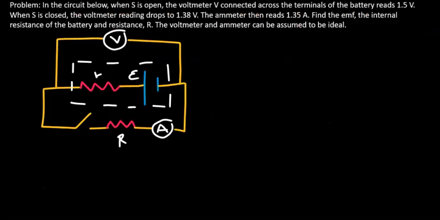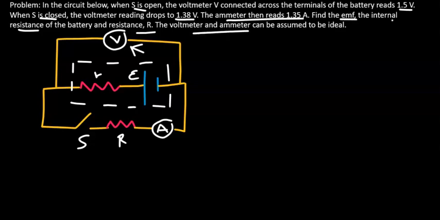Problem 1. In the circuit below, when the switch S is open, the voltmeter V connected across the terminals of the battery reads 1.5 volts. When S is closed, the voltmeter reading drops to 1.38 volts. The ammeter then reads 1.35 amperes. Find the EMF, the internal resistance of the battery, and the resistance capital R. The voltmeter and ammeter can be assumed to be ideal.